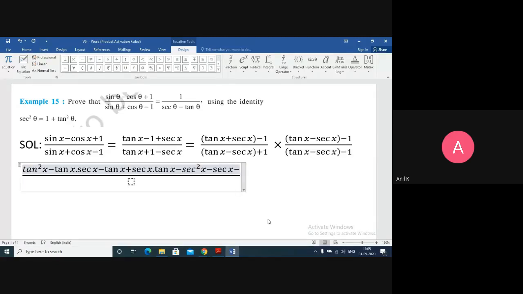So minus 1 into tan x is minus tan x. And minus 1 into minus sec x will be plus sec x. Then minus 1 into minus 1 will be plus 1. You see, you got all the 9 terms: 1, 2, 3, 4, 5, 6, 7, 8, 9.